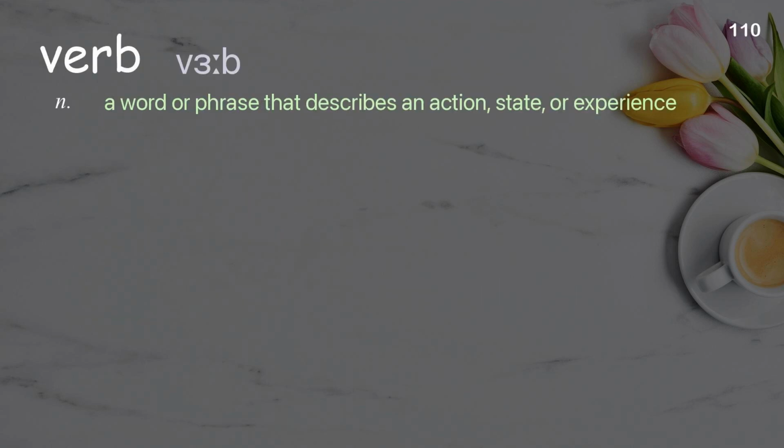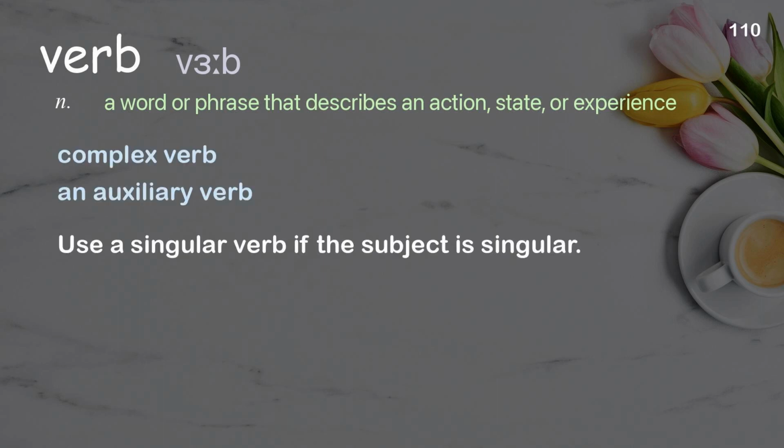Verb. A word or phrase that describes an action, state, or experience. Examples. Complex verb. An auxiliary verb. Use a singular verb if the subject is singular.